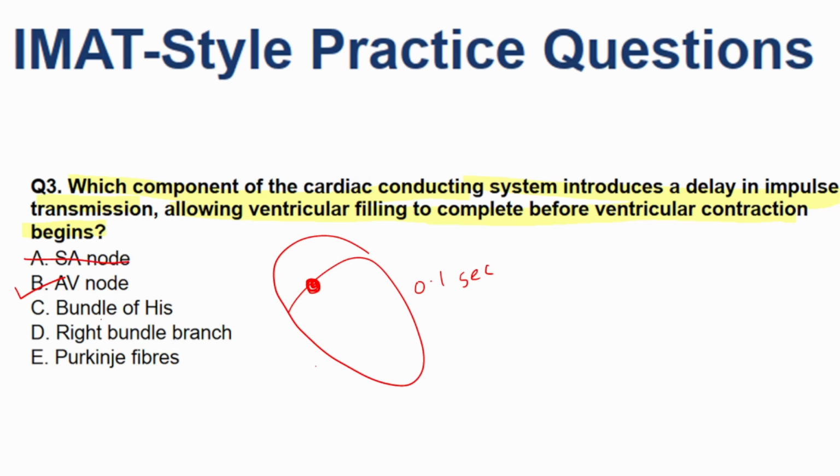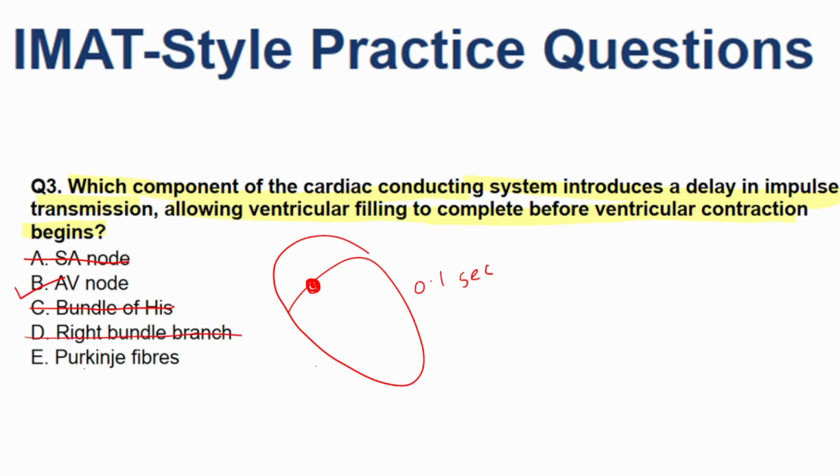Option C, bundle of His, is incorrect because it functions as an electrical bridge through the fibrous skeleton of the heart, rapidly conducting the signal downward from the AV node into the septum. Option D, right bundle branch, is wrong because it is simply a pathway that splits from the bundle of His to rapidly distribute the impulse deep into the right ventricular wall.